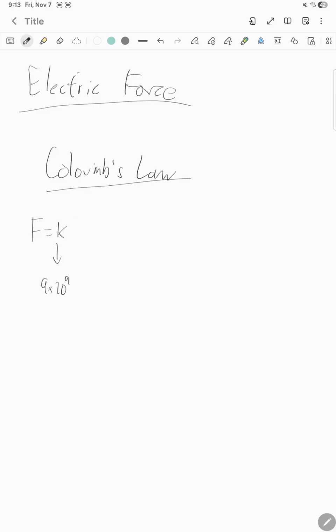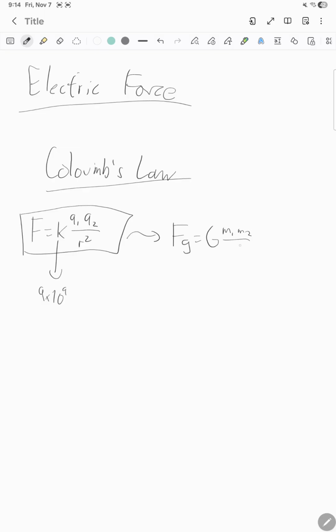And then you have times charge 1, charge 2, divided by r squared. This is the equation to know what the electric force will be. This should be really similar. This should be very familiar, right? Because this is very similar to Newton's law of universal gravitation, which is G m1 m2 divided by r squared.